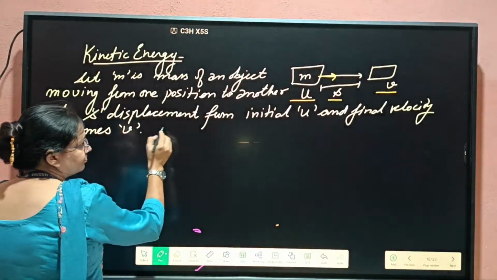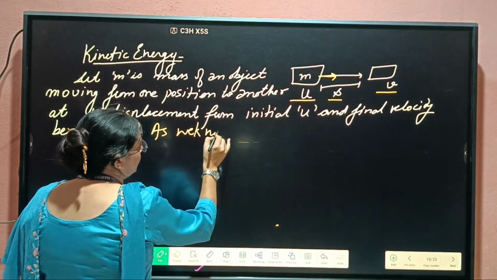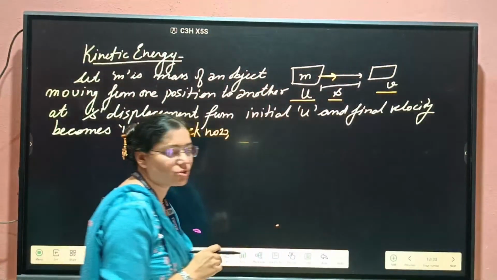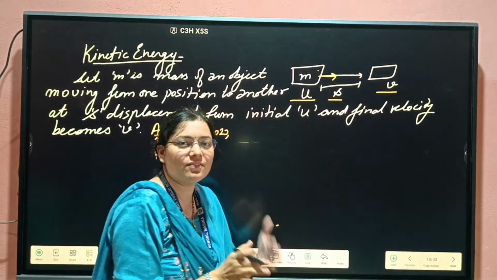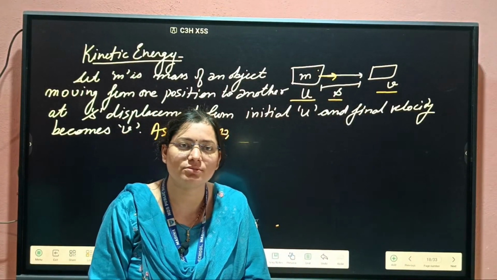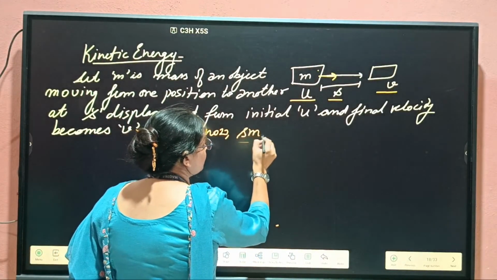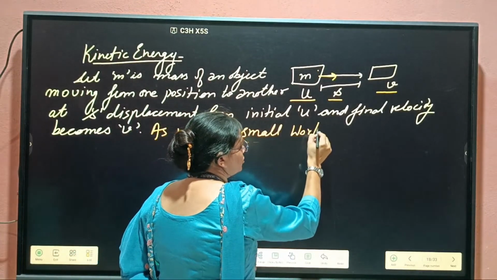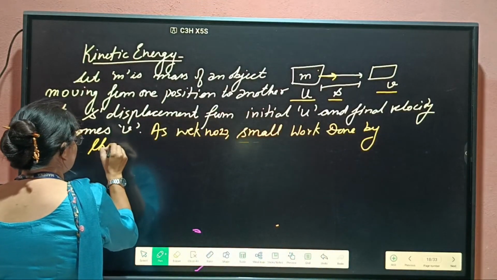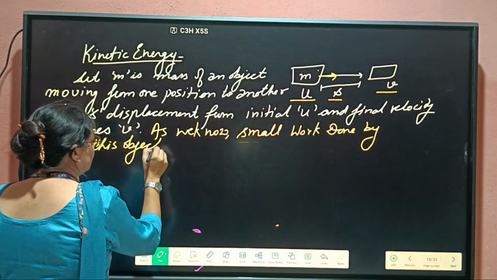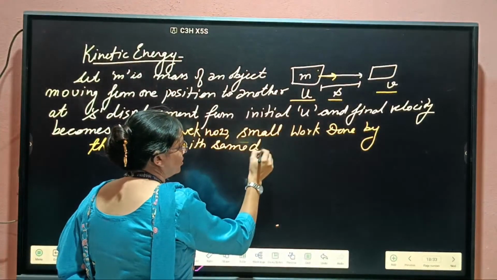To find out the energy, we will find the work done, how much work is done by this object to go from here to there. That work will be stored in the form of energy only. So here we will find, as we know, the small work done by this object with a small displacement.